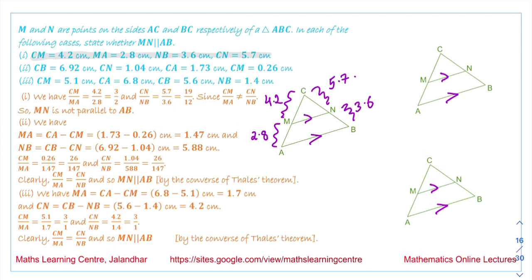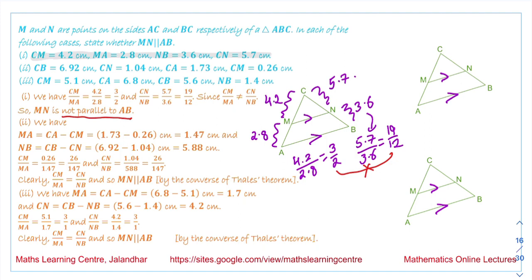So we are talking about the ratio 4.2 over 2.8. The answer we get is 3/2. And the second ratio is 5.7 over 3.6. The answer we get is 19/12. Both these values are not equal, so it means these two lines are not parallel to each other.